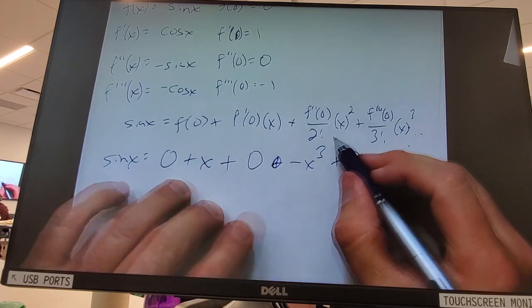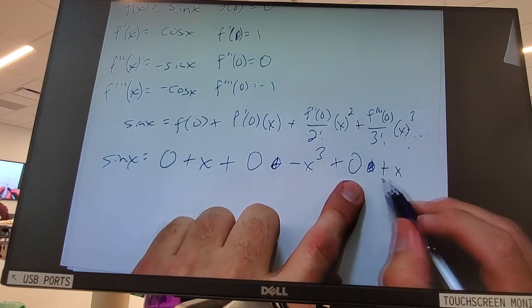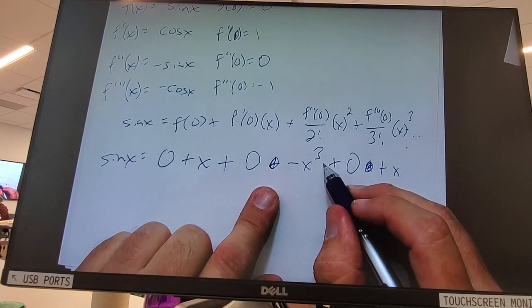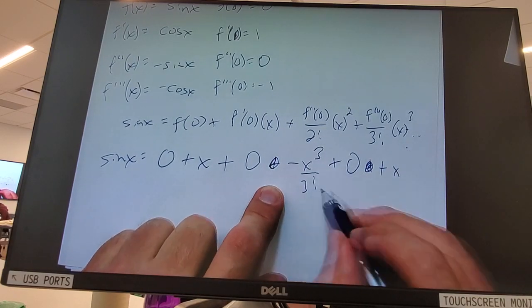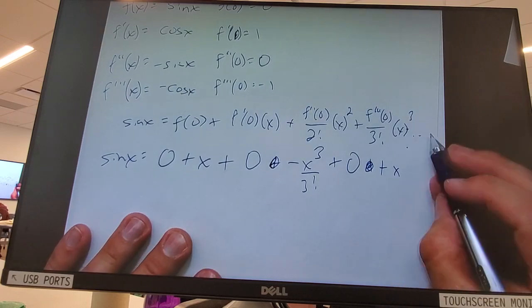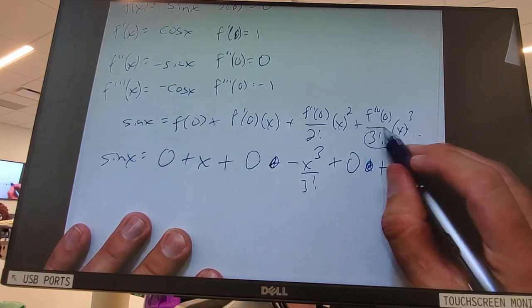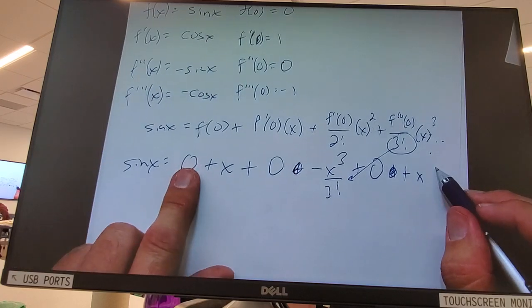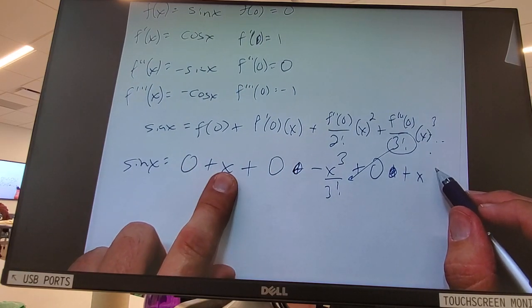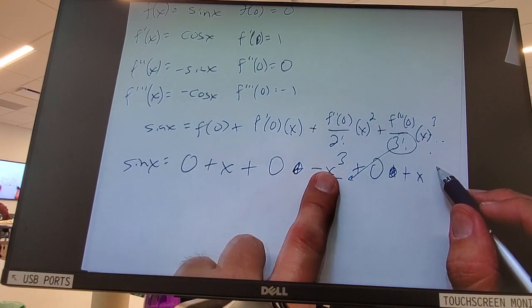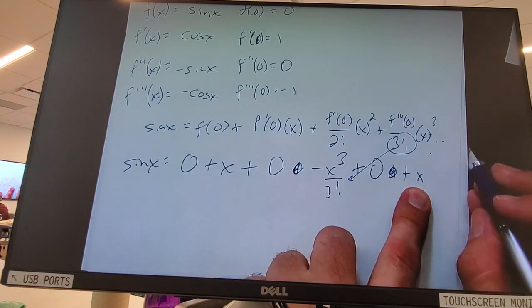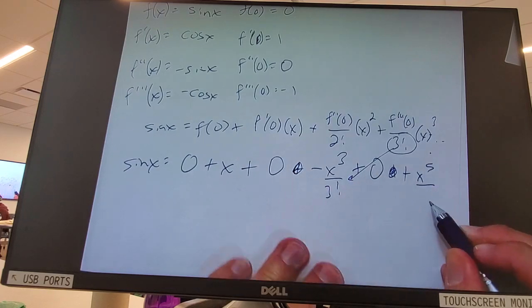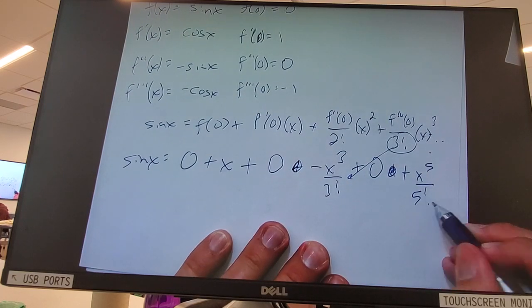Oh, what am I forgetting? Jeff, what are you forgetting, buddy? Oh, yes, I did, right here. This is over 3 factorial, yes. So what's this going to be? Forgot this guy, x to the 4th over 4. So no constants, x to the first. No x squared, x cubed. No x to the fourth. Oh, x to the fifth. So what's going to be on the bottom? 5 factorial. Kick ass, yes?